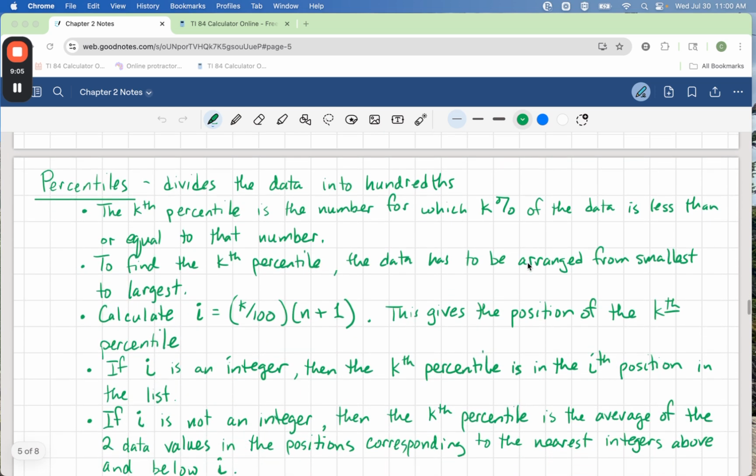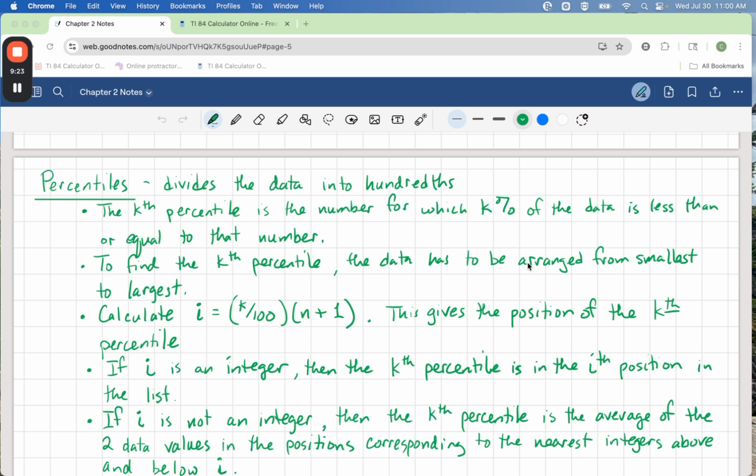Percentiles. Percentiles divide the data into hundreds. If you have taken the SAT before, you're given a percentile of your score. If you're told your percentile is 80%, that means you did better than 80% of the people that took the test.